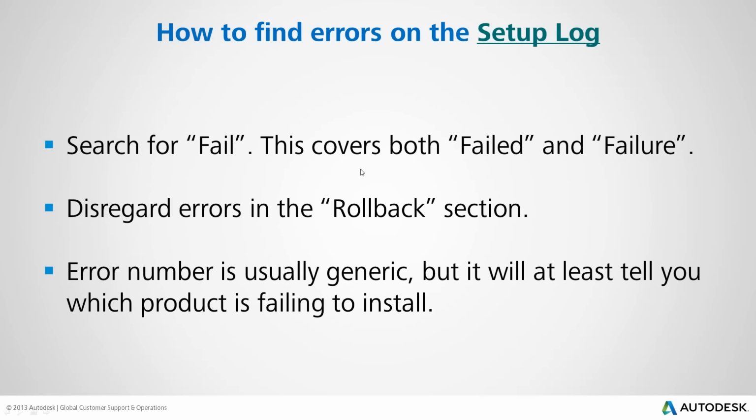Okay, so let's say you do open up the setup log in Notepad. The easiest way is you do a search. You will do a search for fail, failed, or failure. You can also look at rollback. You do a search for rollback, and you will look at the very line above the rollback. What happened before it started rolling back? It usually will give you an error number or an error message there.